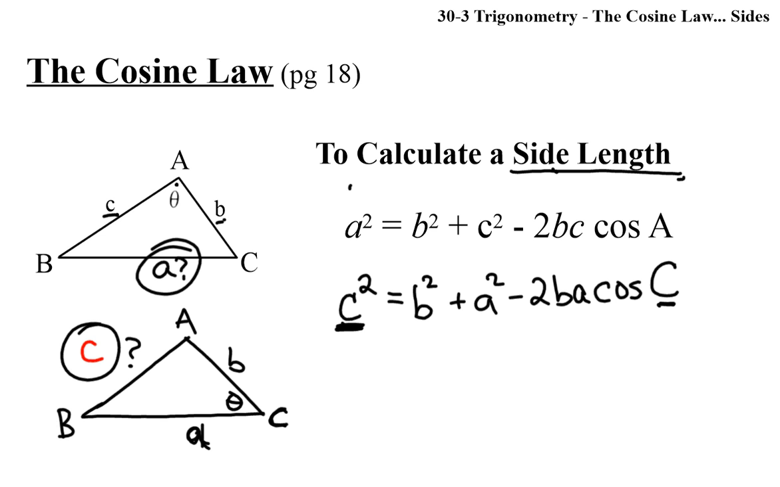Well, with that initial formula, what if we wanted to find side B? What else would have to change? A squared, when we were solving A, we used cosine A. So if we're finding B, we would have to use cosine B.